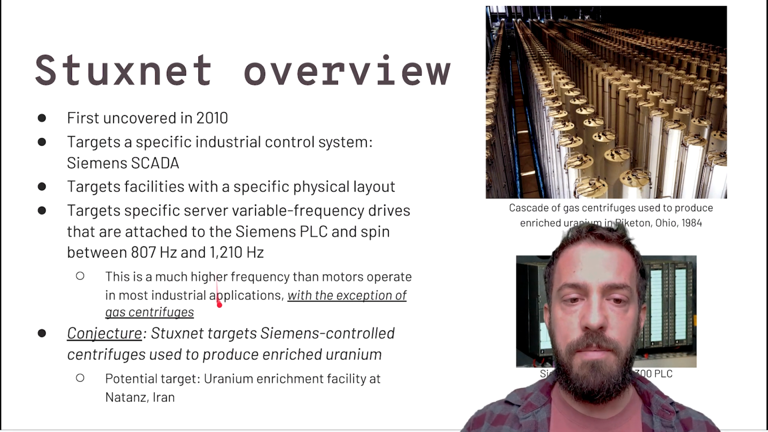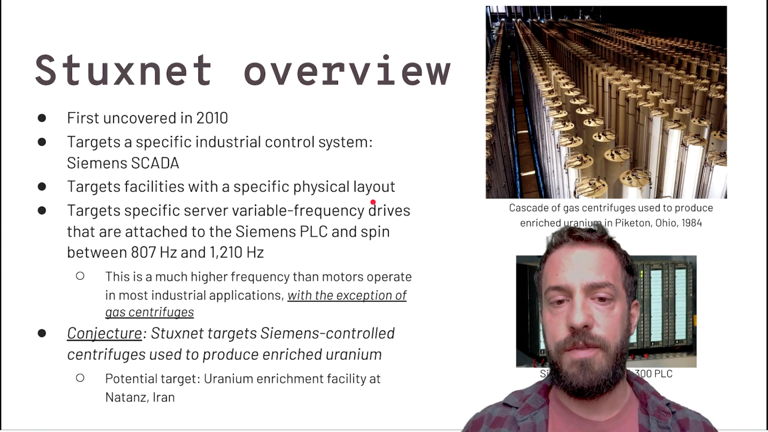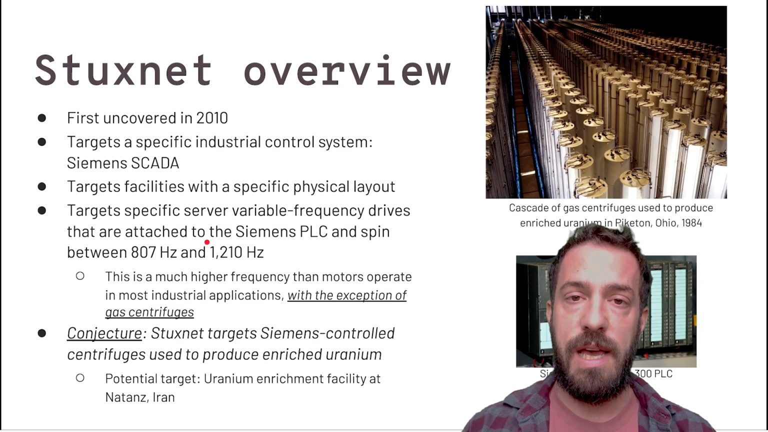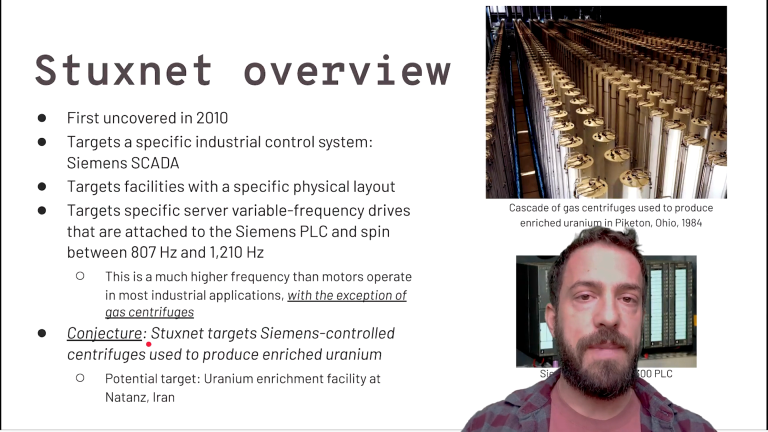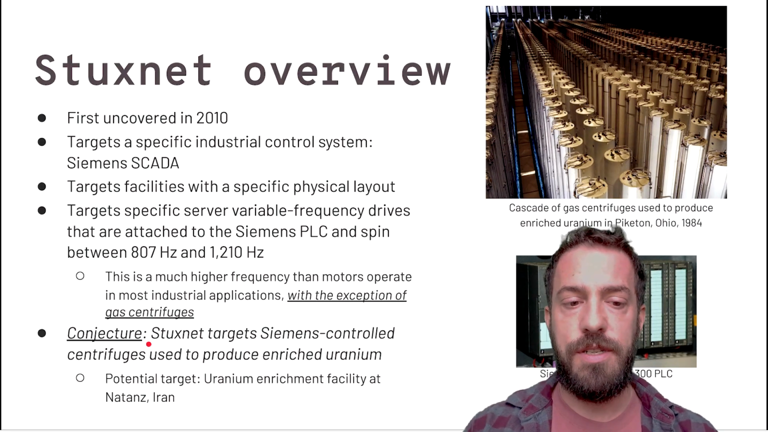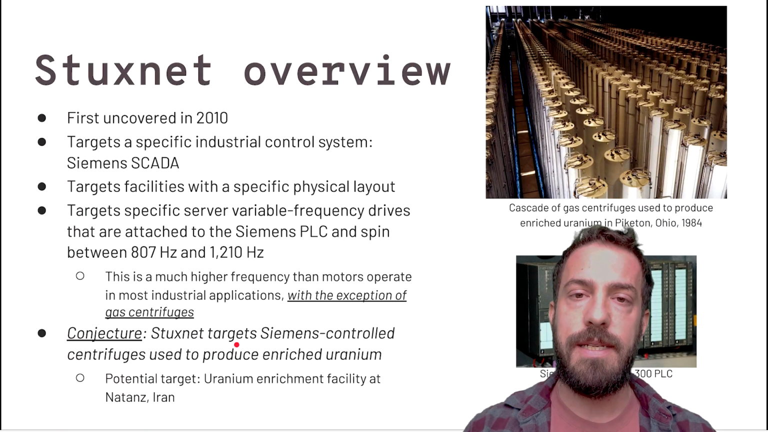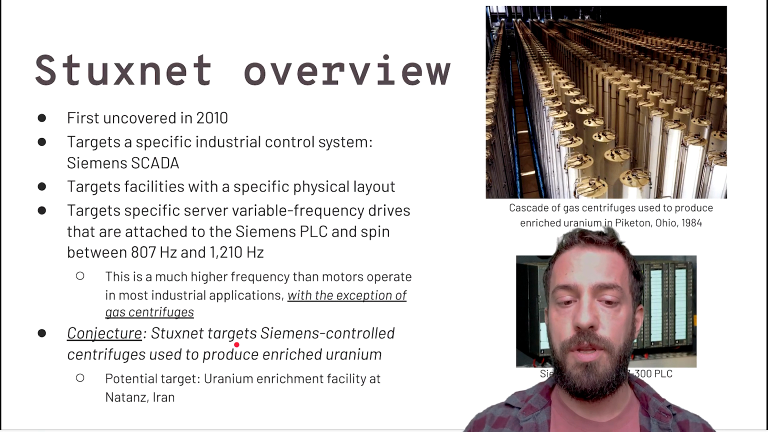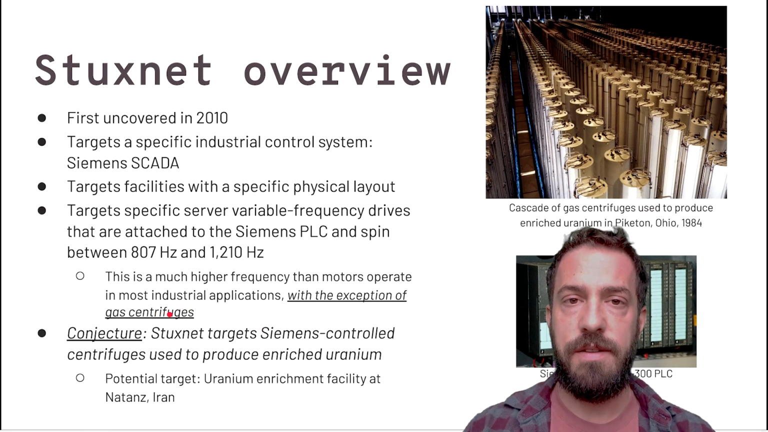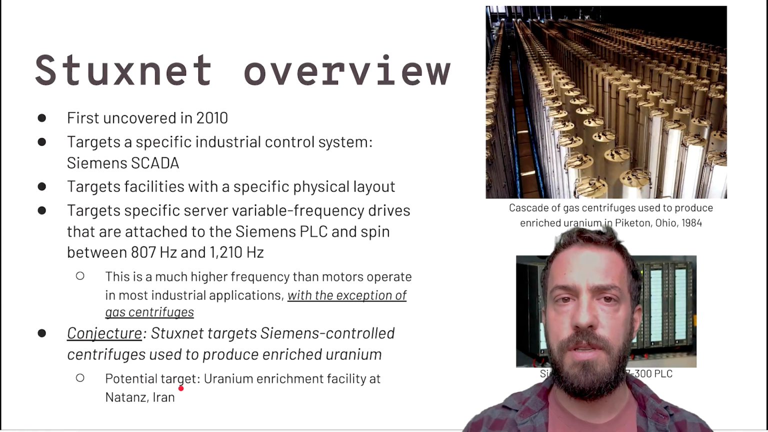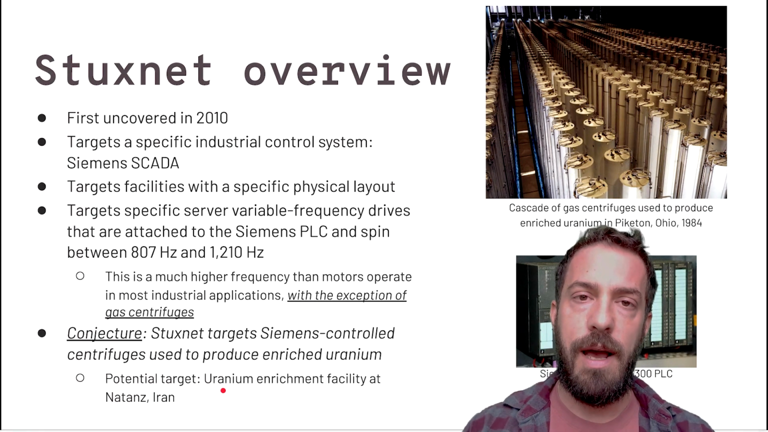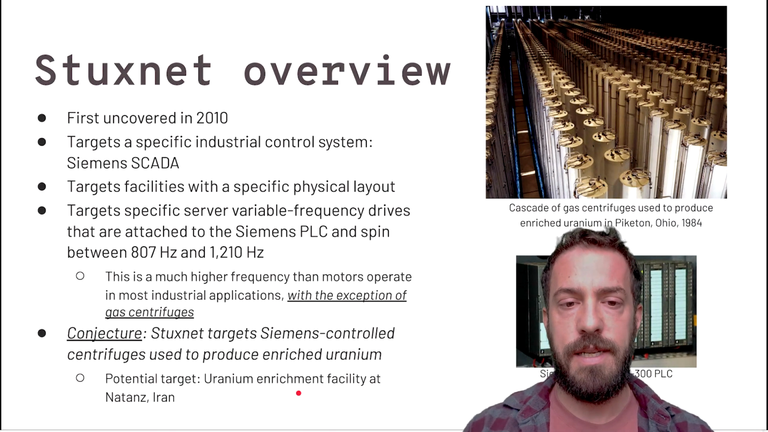So given all the above, the exact layout that was targeted, the exact frequency, the exact specifications of the drives targeted, it is obvious that Stuxnet targets specific Siemens-controlled centrifuges that are used to produce enriched uranium, and that's the gas centrifuges we discussed before. And given the configuration it was targeting, a potential target that was among the most affected facilities would be the uranium enrichment facility at Natanz in Iran.